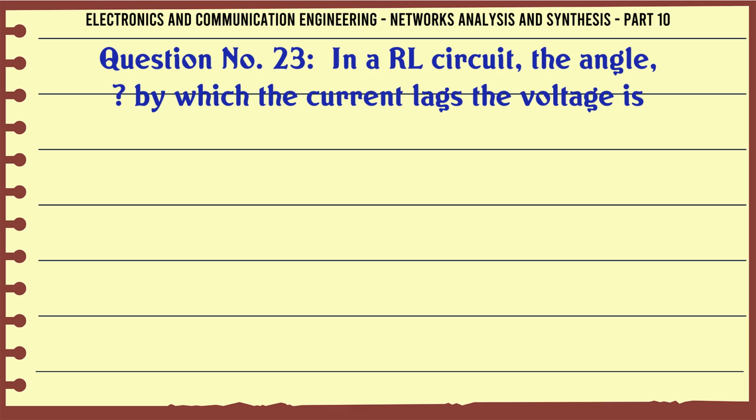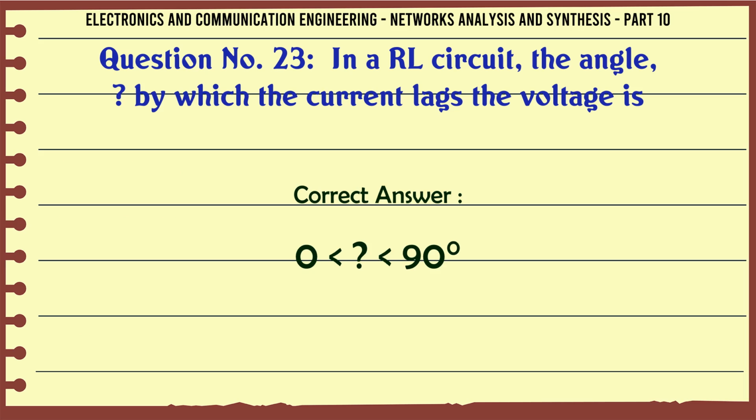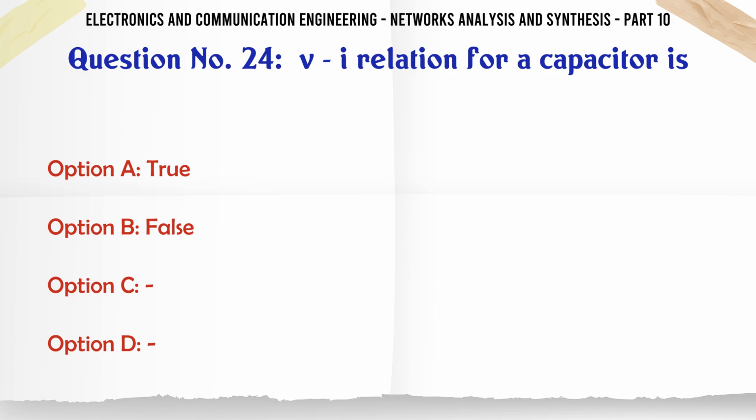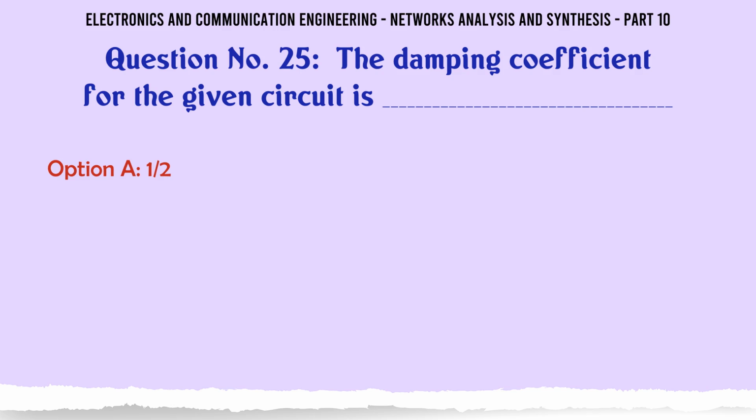In an RL circuit, the angle by which the current lags the voltage is: A) 0°, B) 90°, C) 0, D) 0 to 90°. The correct answer is 0 to 90°. The VI relation for a capacitor is: A) true, B) false. The correct answer is true. The damping coefficient for the given circuit is: A) 12, B) 14, C) 2, D) 1. The correct answer is 12.